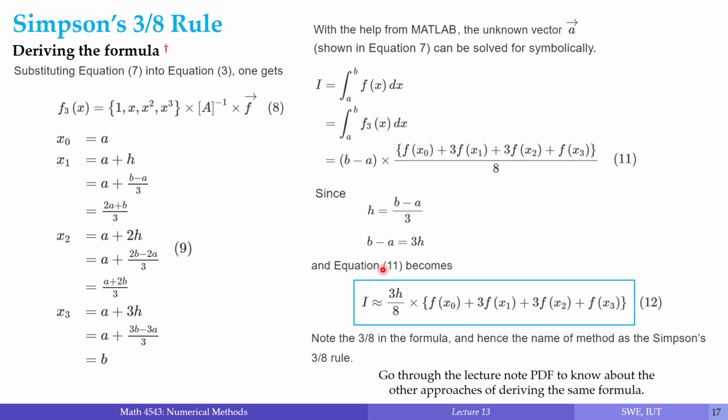There are several other approaches in our lecture note PDF that was written by Professor Arthur Cow. You can go through that if you're interested, but for your exam, those derivations are not important. You just need to remember this formula over here. So the pattern is pretty simple, right? For the functional values of x naught, x1, x2, x3, we have 1, 3, 3, 1, and we are multiplying it with 3h by 8. So very simple to remember, right?